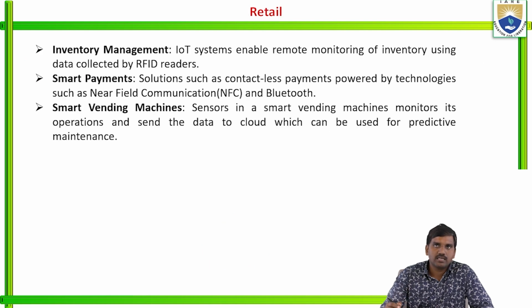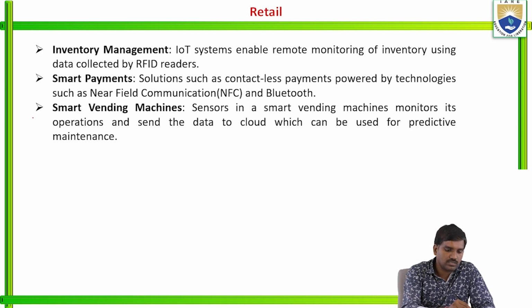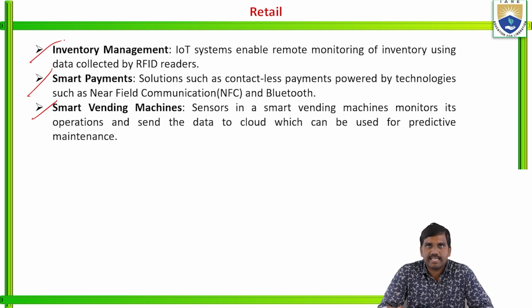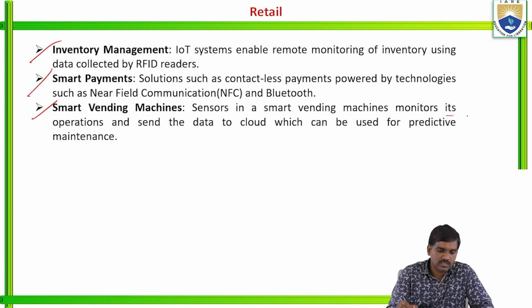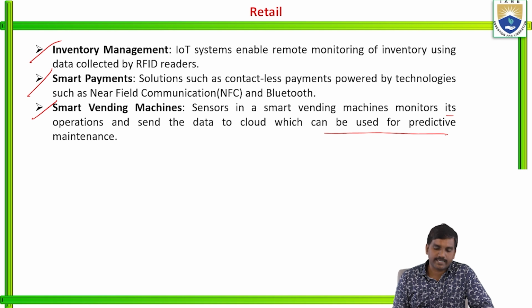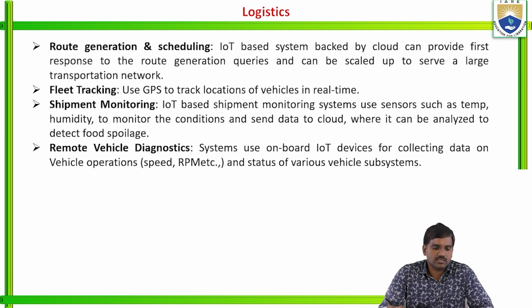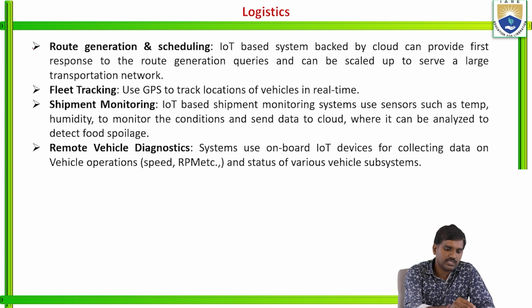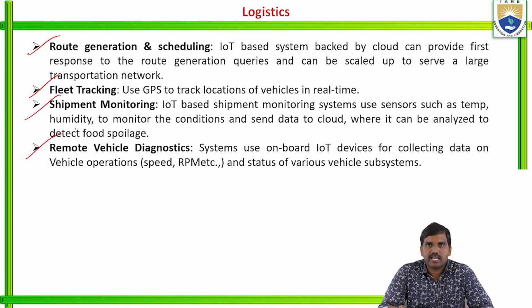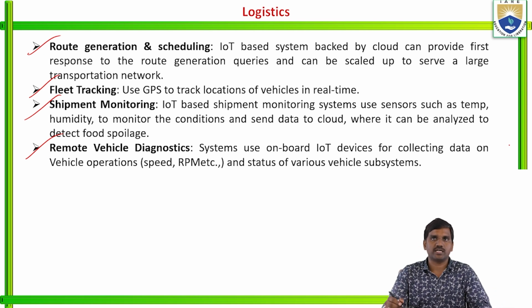And in retail, inventory management, smart payments, and smart vending machines also come under retail. In smart vending machines, sensors monitor its operations and send the data to the cloud, which can be used for predictive maintenance. And under logistics we have route generation and scheduling, fleet tracking, shipment monitoring, and remote vehicle diagnostics. So these are the logistics applications.